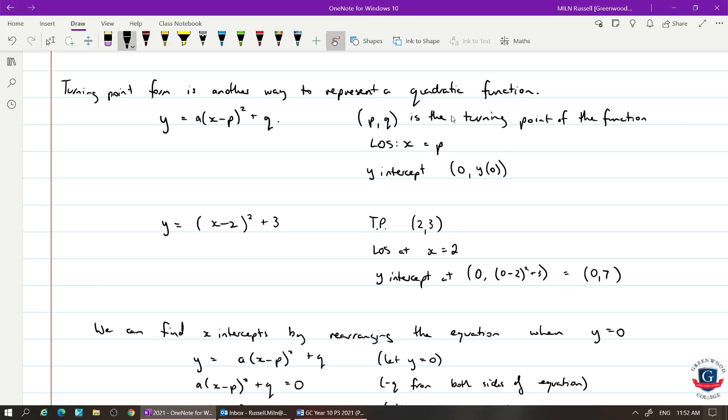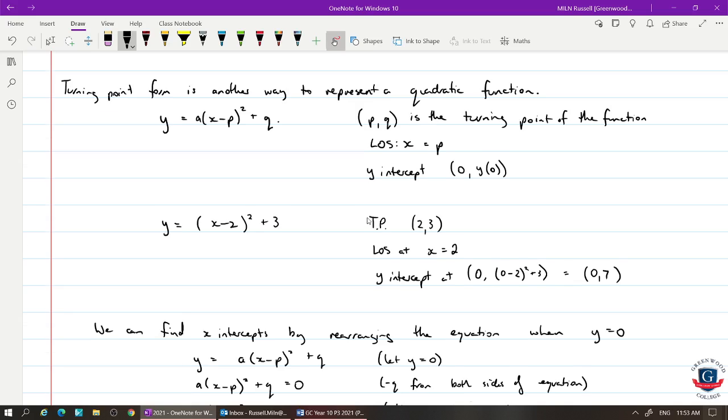Let's have a look at a quick example without the x-intercept. By just looking at the equation, we know that the turning point's at (2, 3). Easy enough. We know the line of symmetry is at x equals 2, the same way that we've known the line of symmetry for the other functions as soon as we know the turning point. And the y-intercept, substituting 0 into here, 0 take 2 is negative 2, all squared is 4, plus 3 is 7. And that's where that comes from.